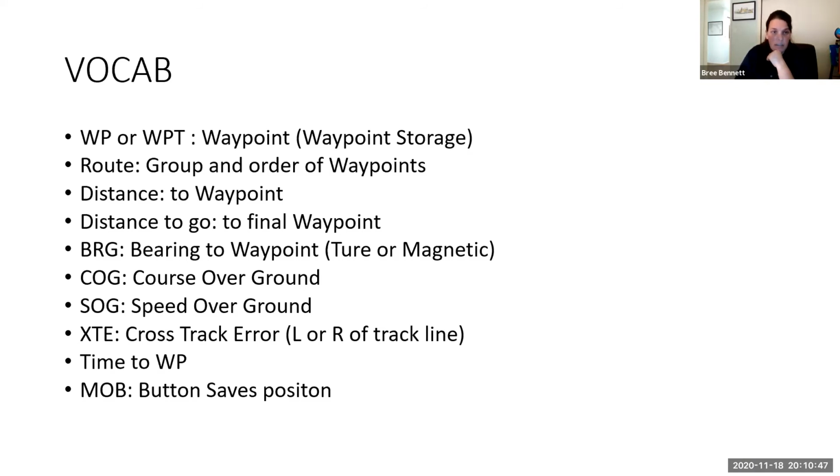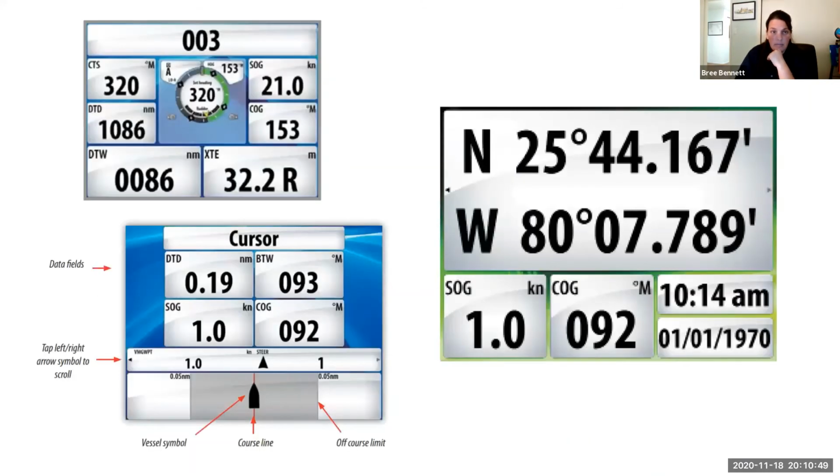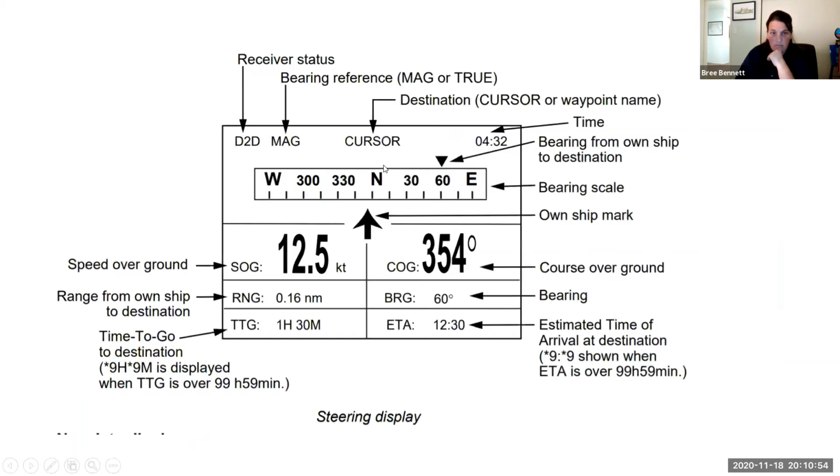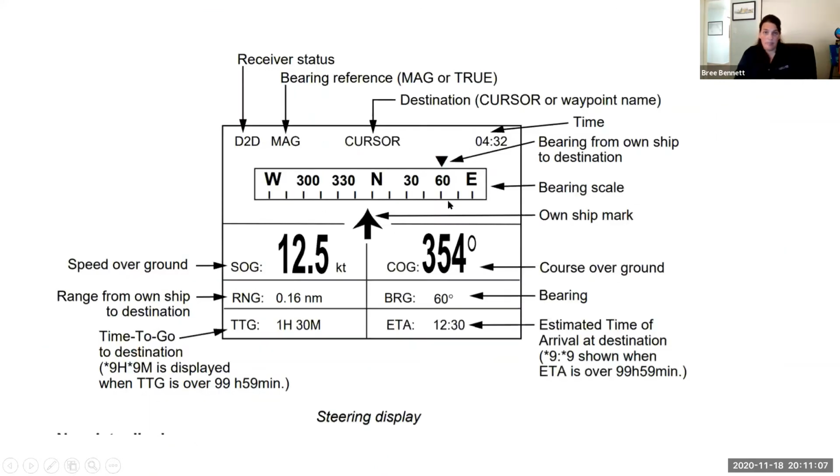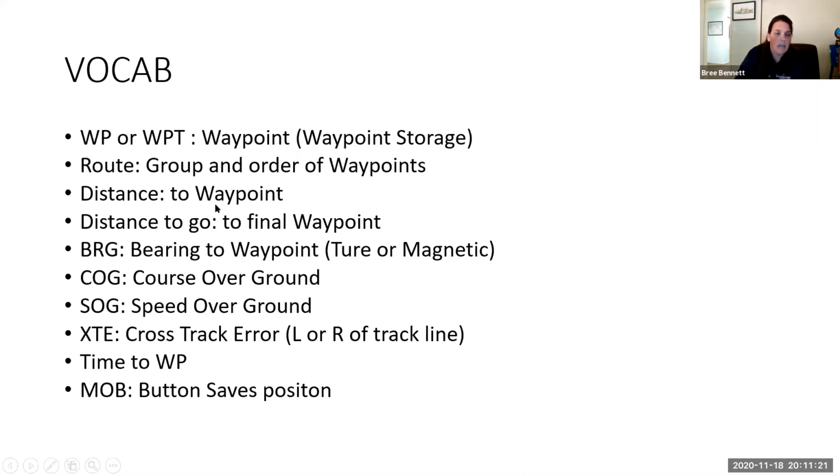So I'm going to skip ahead here. On this one, we have a bearing to the waypoint of 060, and our range is 0.16 miles. So I'm going to go back to this page.